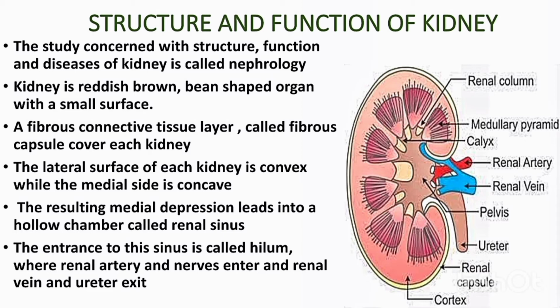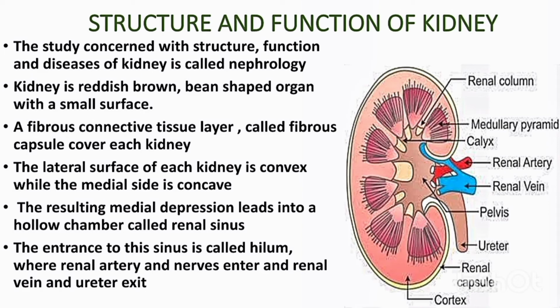The kidney is a reddish brown, bean shaped organ with a small surface. This is the whole structure of the kidney in short form. The kidney has a reddish brown color. It has a bean shape. As you have seen, beans have a shape in which the inner side is concave and the outer side is convex. So it also has a bean shape with a small surface, meaning that the area of the kidney is small.